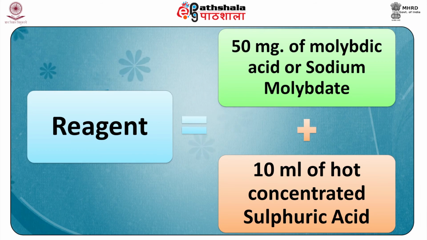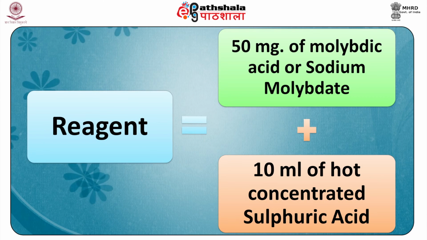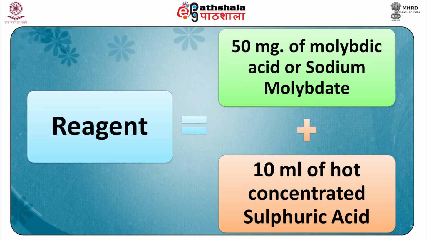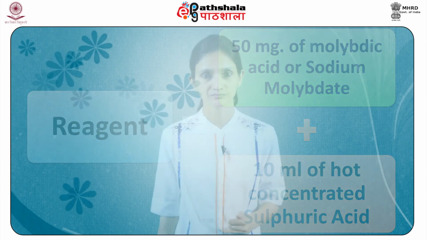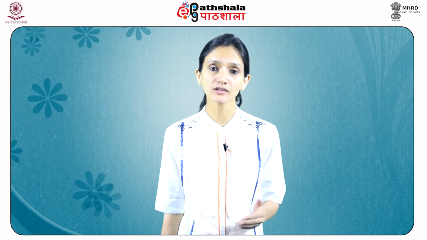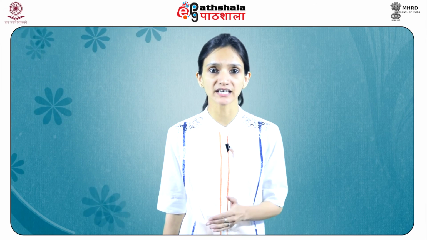Preparation of reagent: 50 milligrams of molybdic acid or sodium molybdate is dissolved in 10 ml of hot concentrated sulfuric acid. The resulting solution should be colorless. Result: appearance of green color that changes to blue-gray color indicates the presence of psilocin, while appearance of olive green that changes to yellow indicates the presence of psilocybin.